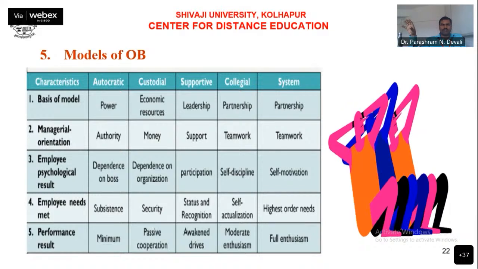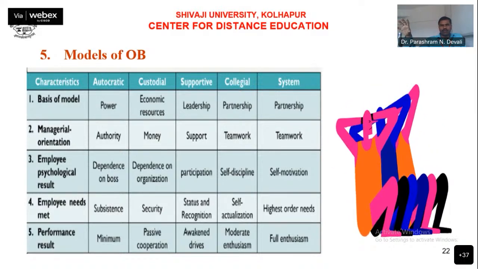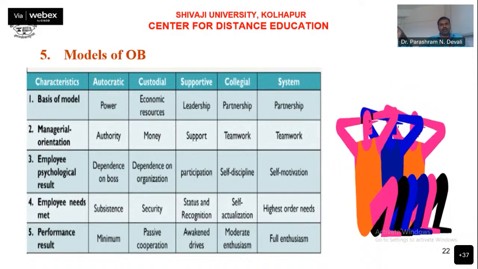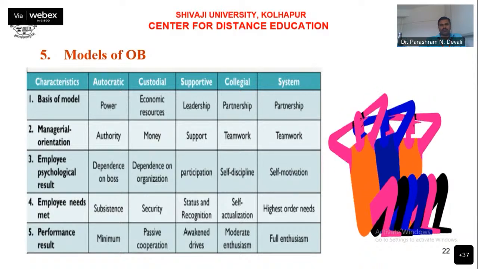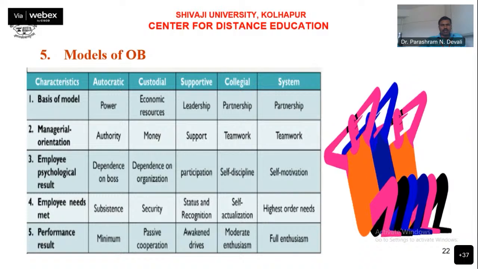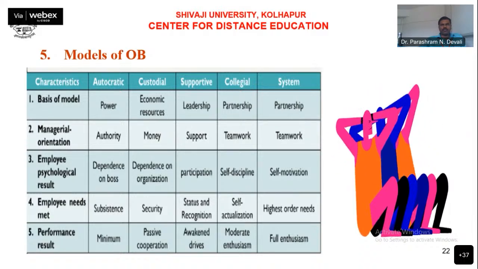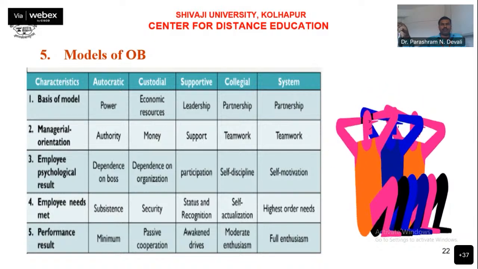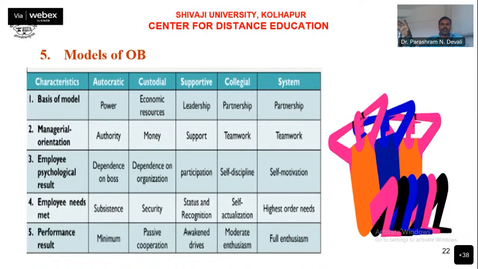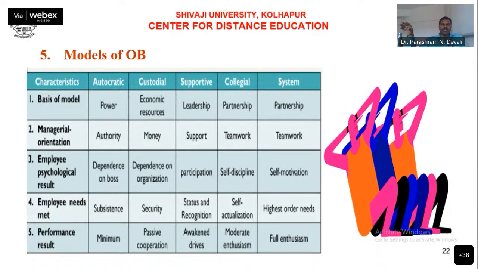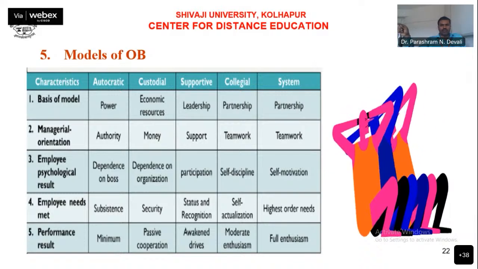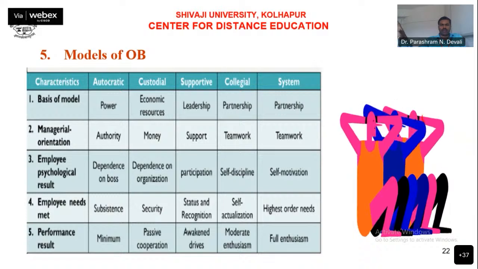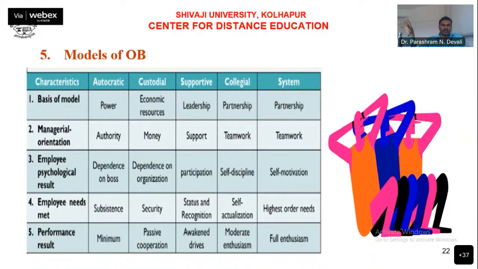Awakened drivers is there. This is one of the good platforms for performance. Then collegial model: partnership is there, teamwork is there, self-discipline is there. Means what? Whatever job specification, job description is there, once we assign a job, the particular employee is fully responsible for the complete particular task.